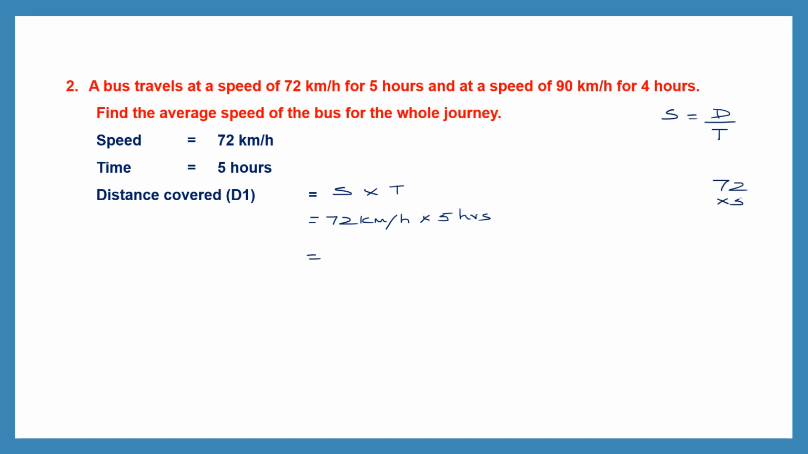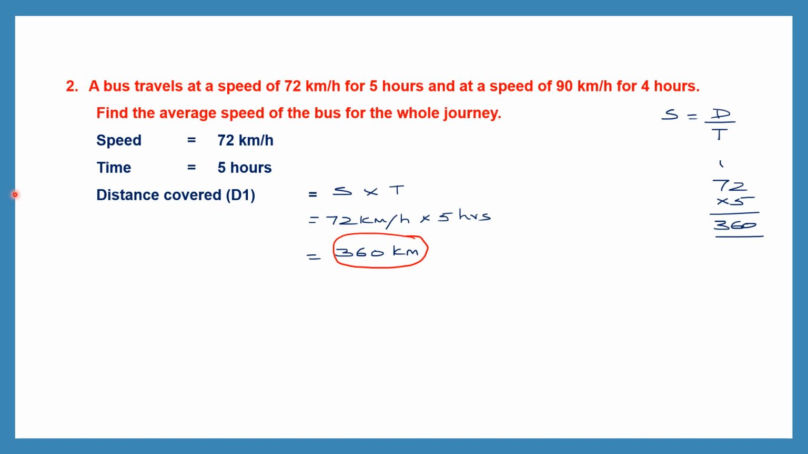72 into 5. 5 twos are 10, carry 1. 5 sevens are 35 plus 1, 36. So this is 360 kilometers. So this is the distance covered by the bus when it travels at a speed of 72 kilometers per hour for 5 hours. Now the speed is going to change and the time is going to change. That means we have to find distance 2.